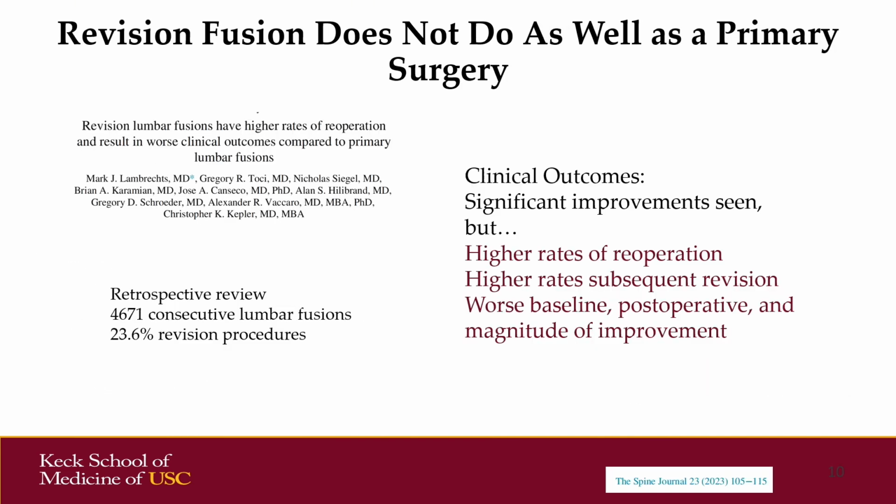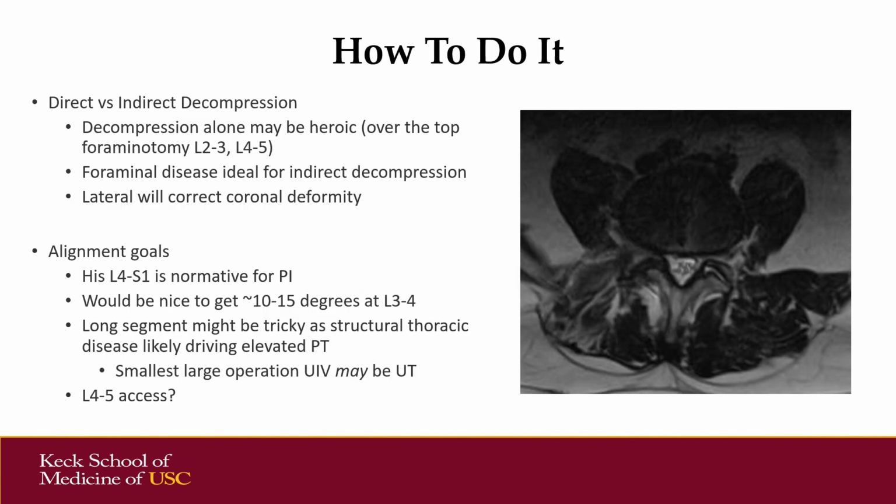And another thing to note is that revision fusion does not do well as a primary operation. So we do want to try to define and design an operation which will not result in a fairly rapid catastrophe. Now, Cliff is going to argue, maybe for a T10 to pelvis or something longer, but really at the end of the day, he's pretty normatively aligned. It'd be nice to get a little bit of L3-4, and anything long segment, it's probably going to be tricky because the structural thoracic curve, which we're not seeing, is likely driving his elevated pelvic tilt.